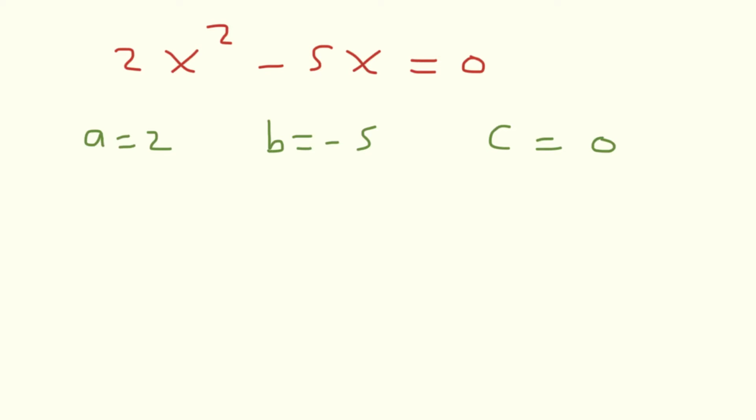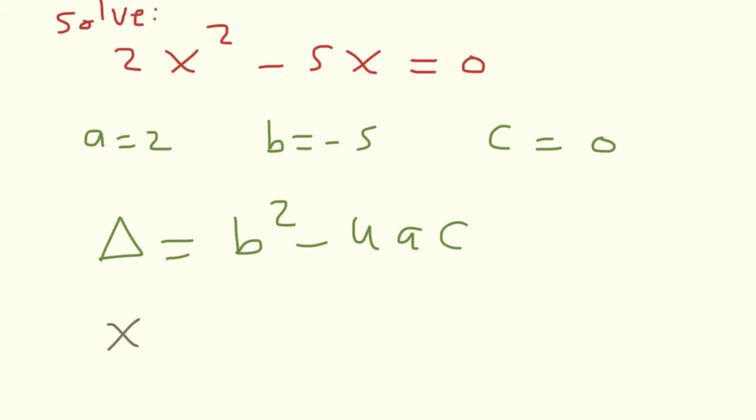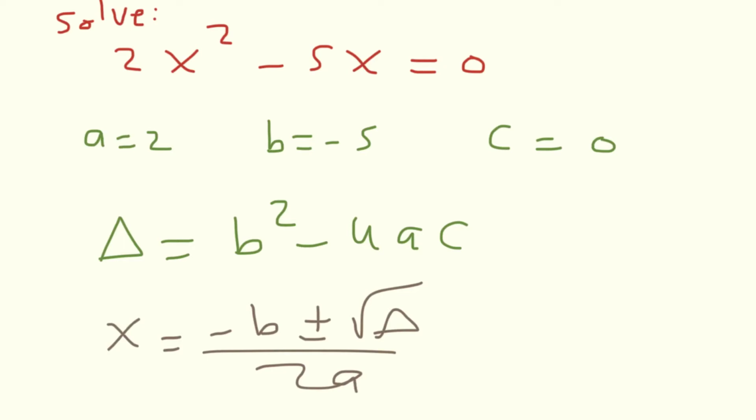The first part of the quadratic formula is called the discriminant, delta, which is equal to b squared minus 4ac, and you have to memorize this. And the second part is basically to get the value of x. That's what we want, isn't it? Because the question says solve, which means find the value of x. This is equal to minus b plus or minus the square root of delta over 2a. So you have to memorize these two parts.